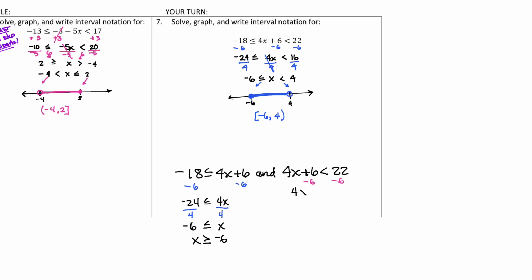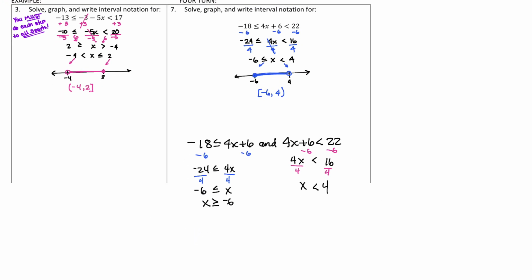We get 4x is less than 16. Divide by 4. And we get x is less than 4. Okay, I'm going to slide it up a little bit. Okay, I need my and in between because that tells me how to graph it. Need to leave some space because I don't know what the graph looks like. It's two separate parts. Okay, so negative 6 is on the left, positive 4 is on the right.